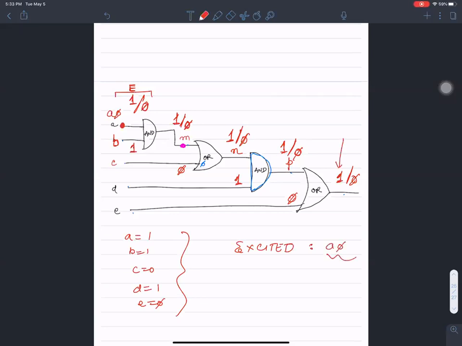If you see an output of 1, that's no fault. If you see an output of 0, that's a possible A stuck at 0 fault. Does that make sense, Mayuri? So it's pretty similar, except that the excitation involves only one input here. Other questions, please. All right, we'll stop here, and when we come back, I'm going to talk about sequential circuit testing.